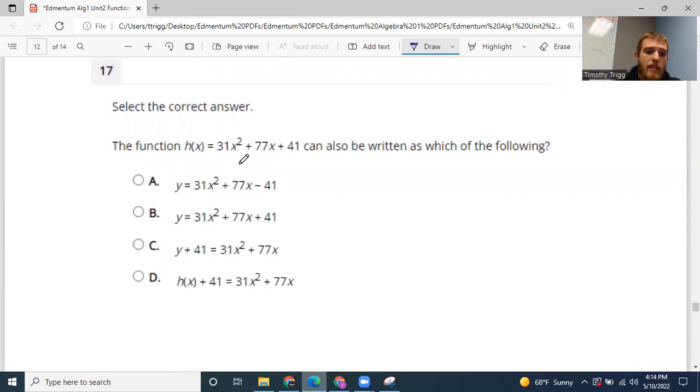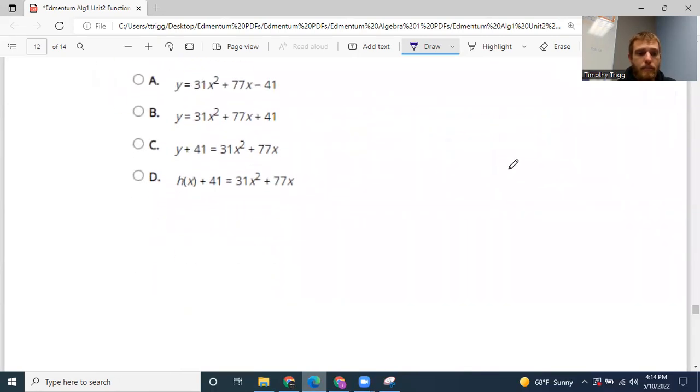The function h of x equals 31x squared plus 77x plus 41 can also be written as which of the following? Okay, remember, you just replace h of x with y, and that's it.